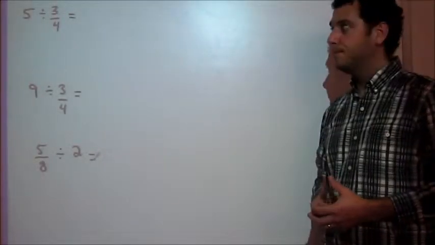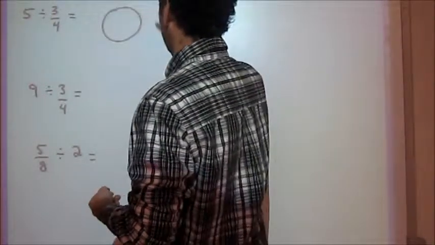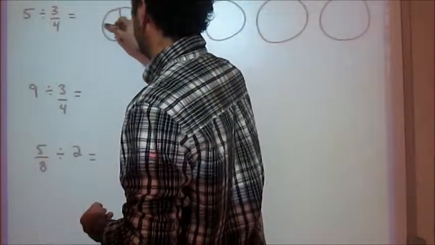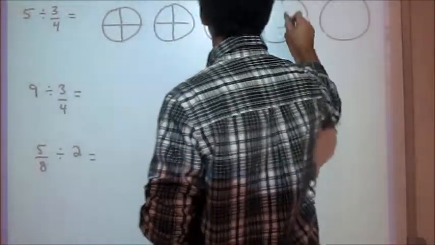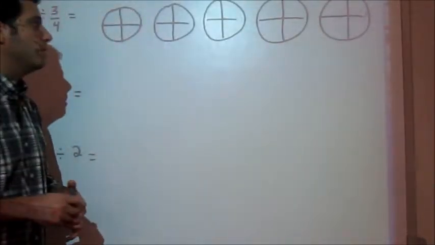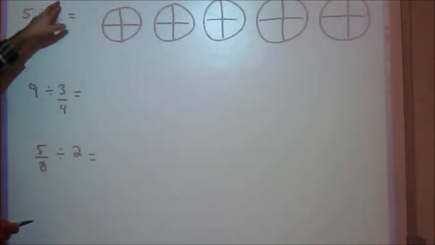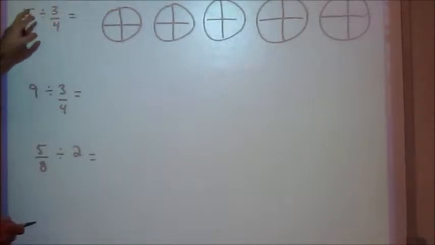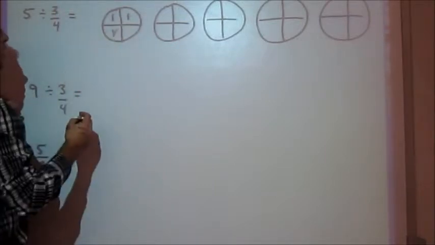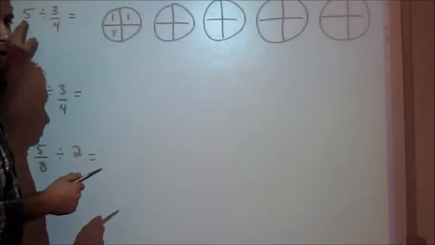Let's try a few more examples. 5 divided by 3/4. We could do this using a number line. We could do this using fraction circles. I'm going to show you the fraction circle method. So I'm drawing 5 circles. I'm dividing them into quarters. And now I'm interested in knowing how many 3/4 there are in the number 5. So I'm just going to start numbering them. 1, 1, and 1. This is the first set of 3/4 in 5.